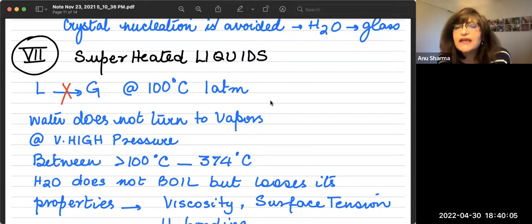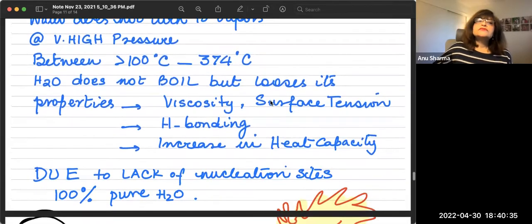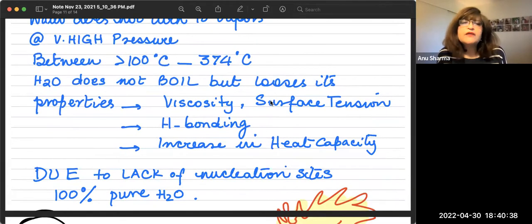Now comes the superheated liquids. Sometimes when you heat water, or sometimes oil also, and it's not disturbed, it can even stay hot beyond 100 degrees Celsius at 1 atmospheric pressure. So in this scenario, what do we see? We see that the liquid water will not convert to gas. In other words, water will not boil. So water does not turn into vapor. And also, at very high pressures, the water can boil above 100 degrees Celsius, all the way till 374 degrees Celsius.